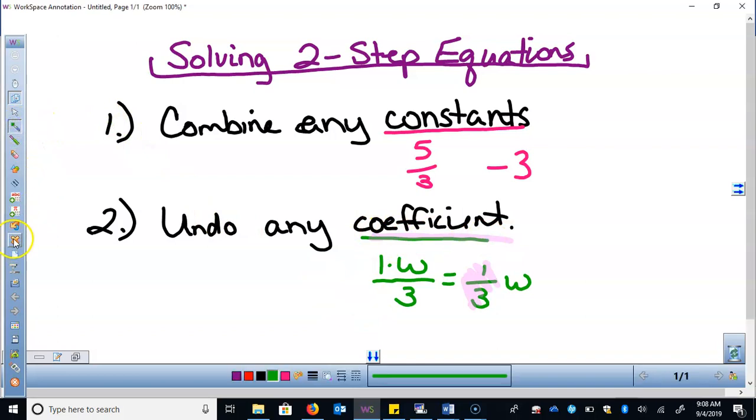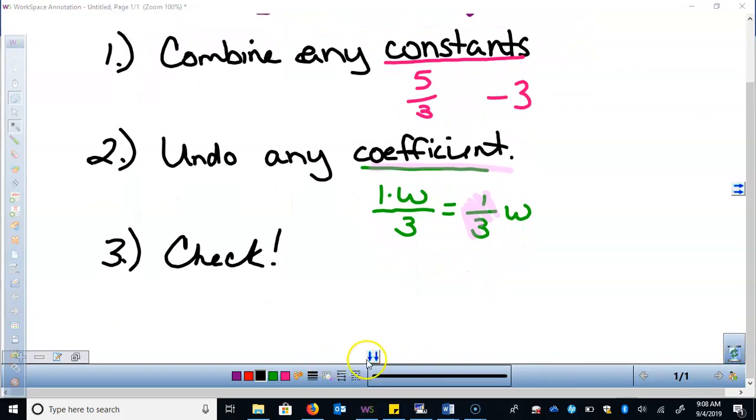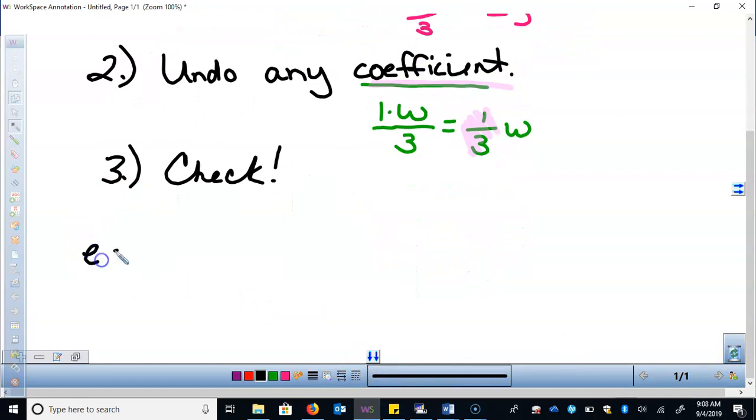All right. And that's it. Those are the two steps. Now, obviously, I would recommend adding a third one to make sure you're checking your answer as well, okay? But that's all there is to it. Now let's get down to seeing how these steps work in example form.